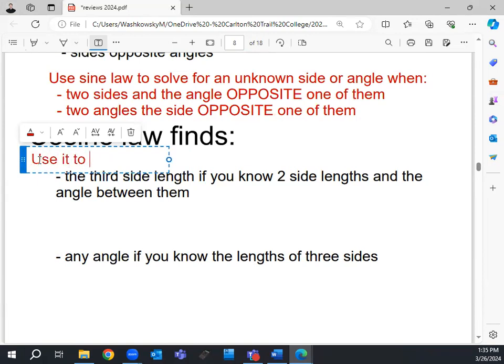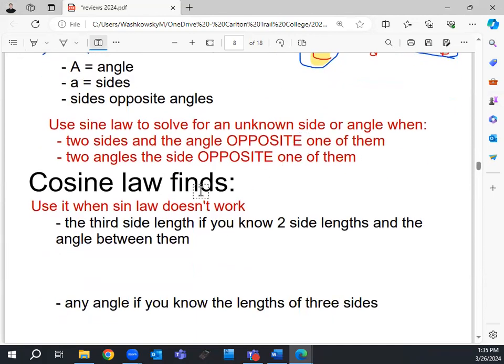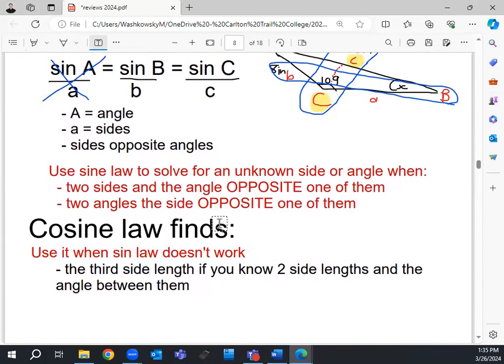So we use it when the sine law doesn't work. It's as simple as that. You go up here, you circle your things. I can't find 3. The best I can get is 2 out of 4. Sine law won't work. That means you have to use cosine law. You literally use it when the thing you know up above doesn't work.